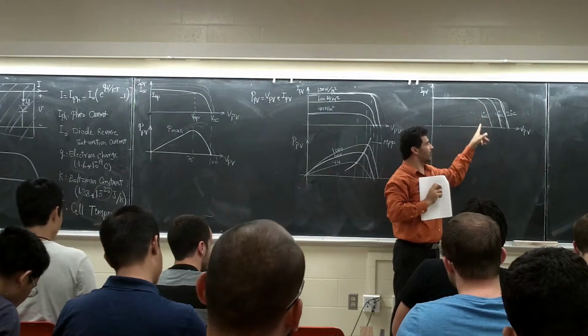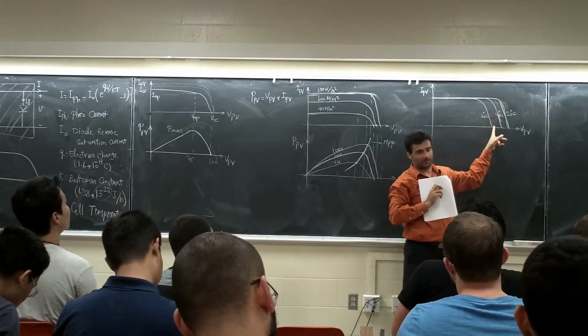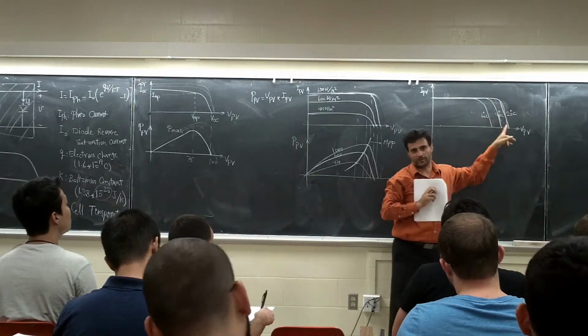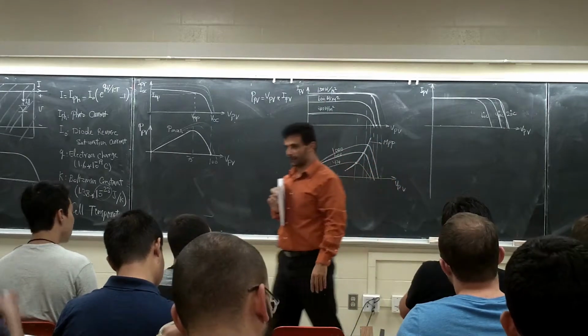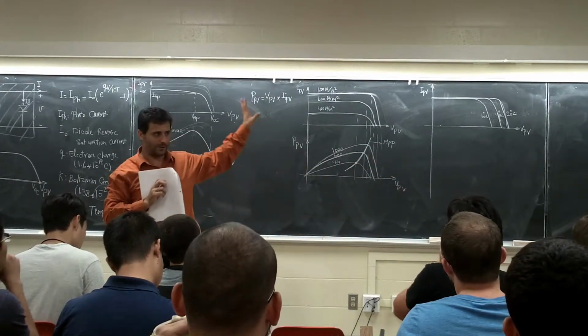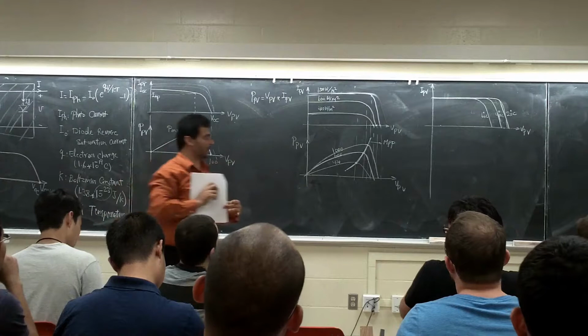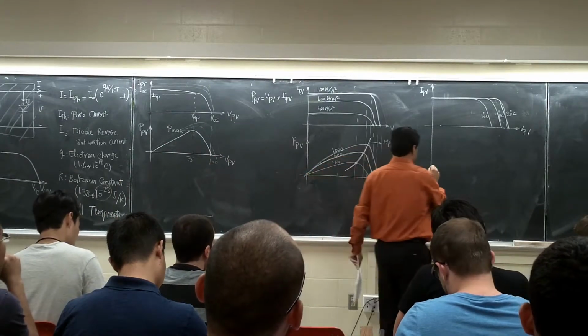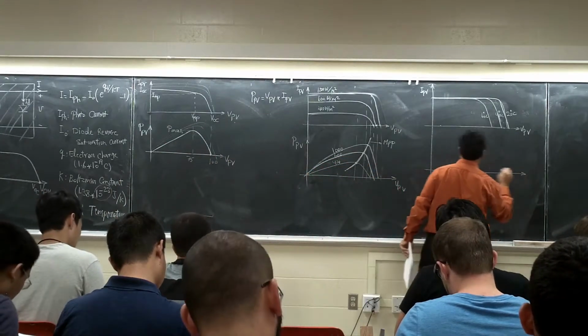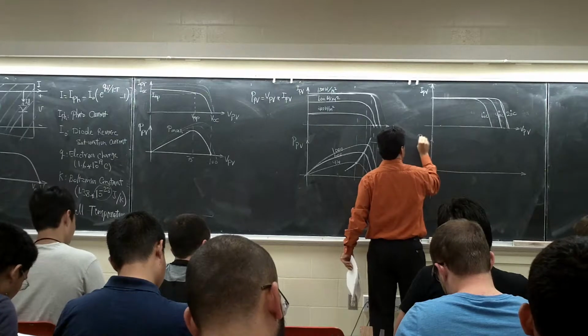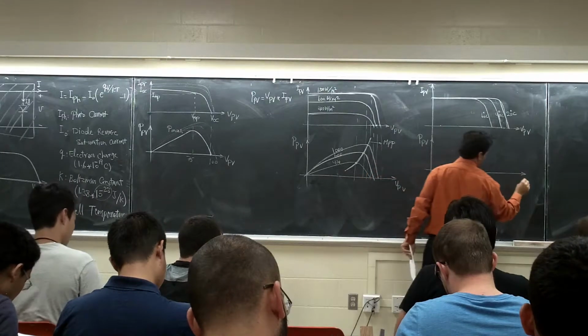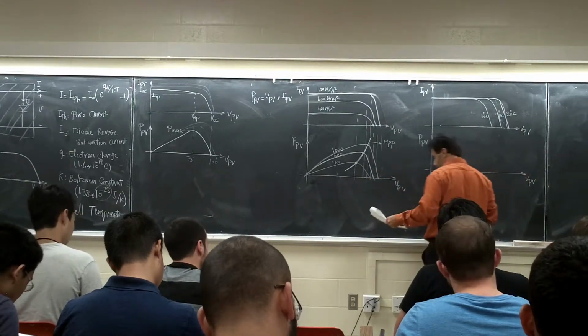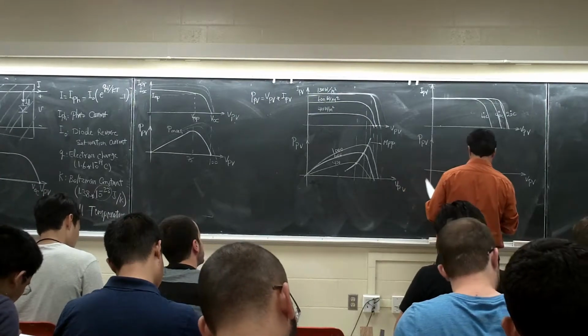But this one, the voltage is this much. This one, the voltage is this much. This one, the voltage is this much. So this one is going to have a bigger maximum power, right? If you plot the PPV, it's going to look like this.